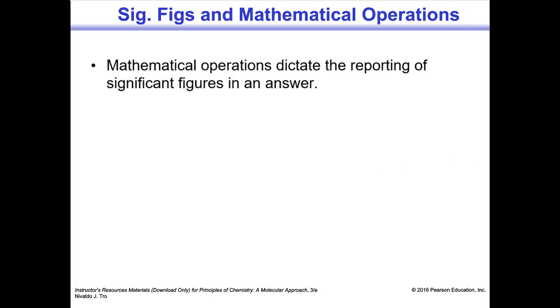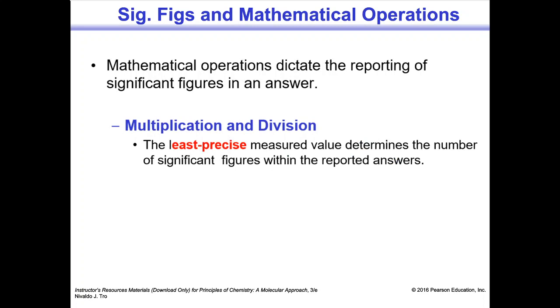Okay, so now we know how to find how many sig figs are in a number, but what if we're doing math? How do we know how many sig figs to report when we're actually doing a calculation? That's what we're going to talk about. If we're doing mathematical operations, the type of operation will dictate how many sig figs we report.